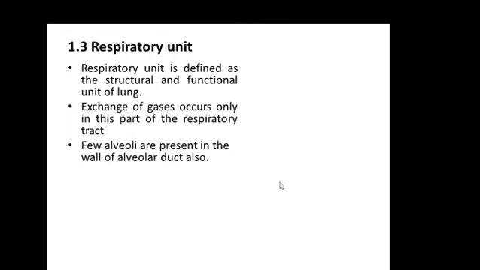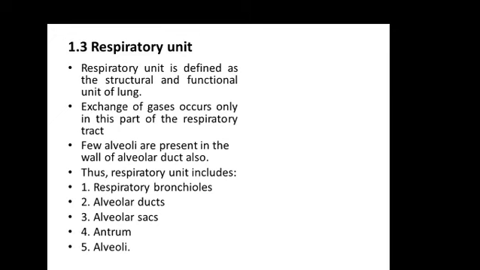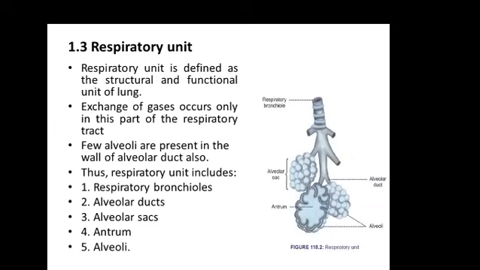Few alveoli are present in the walls of the alveolar duct. Thus, the respiratory unit includes the respiratory bronchioles, the alveolar ducts, the alveolar sacs, the antrum, and the alveoli itself. So, we have the respiratory bronchiole, the alveolar duct, and then the alveoli. Alveoli is the plural for a single alveolus. And then we have also the antrum.